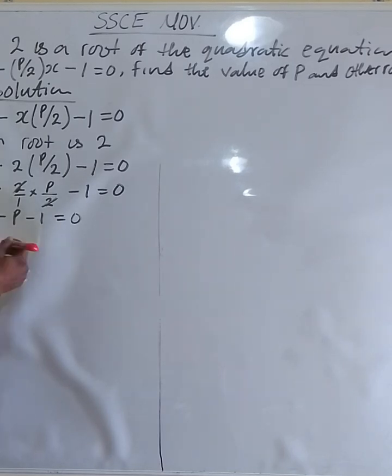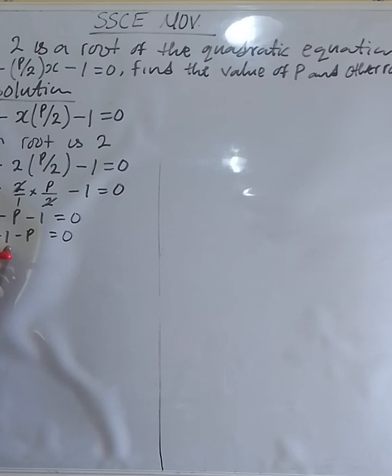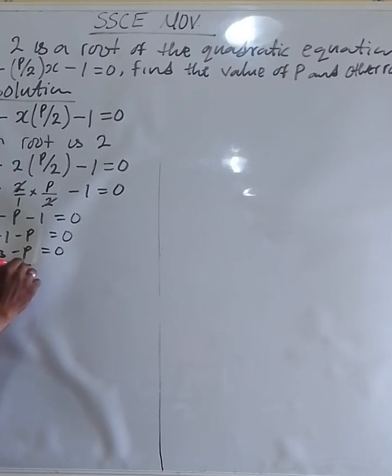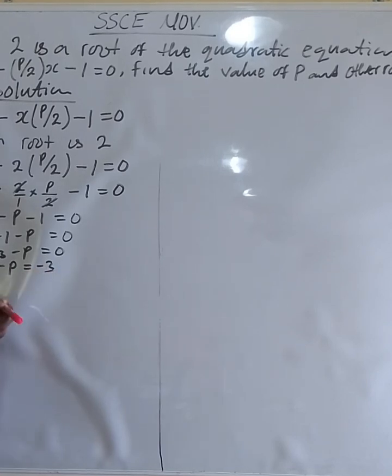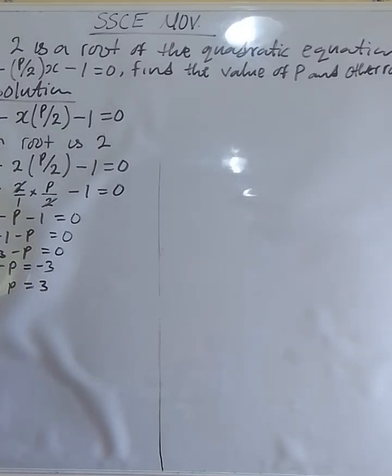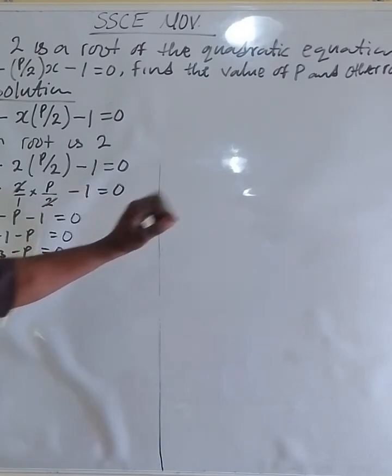As we have it, then we collect like terms. It will now equal 4 minus 1 minus p equals 0. So now 4 minus 1 will give us what? 3 minus p equals 0. So then when you take your 3 to the other side, we have minus p equals minus 3. We multiply all through by minus 1. Then it will give us p equals 3. So that's the value of our p. So we have gotten the value of p.